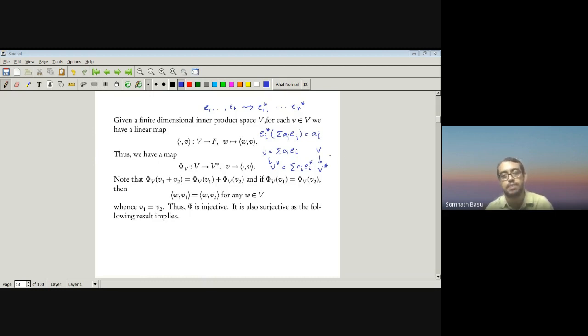See, the other map depended on a choice of a basis. This map depends on the choice of an inner product. So if the inner product and the basis are not nicely compatible in a certain sense, you do not expect the image of little v under this map to equal the image of little v under that map. Okay, is that clear? Yes, sir. Are there any other questions?